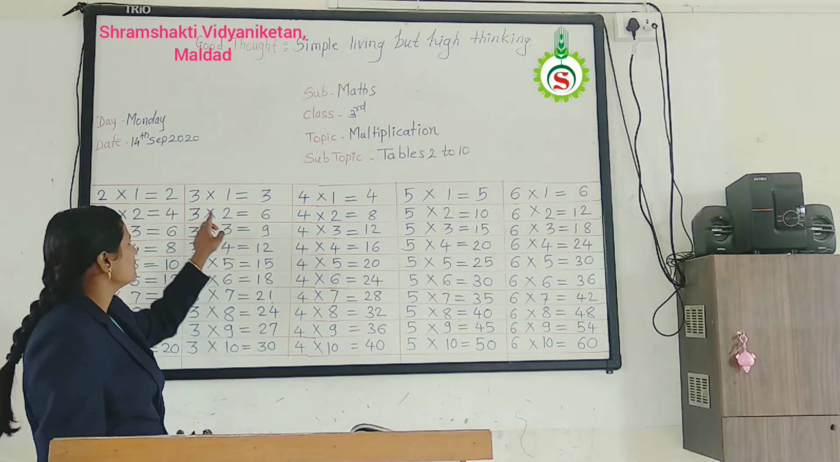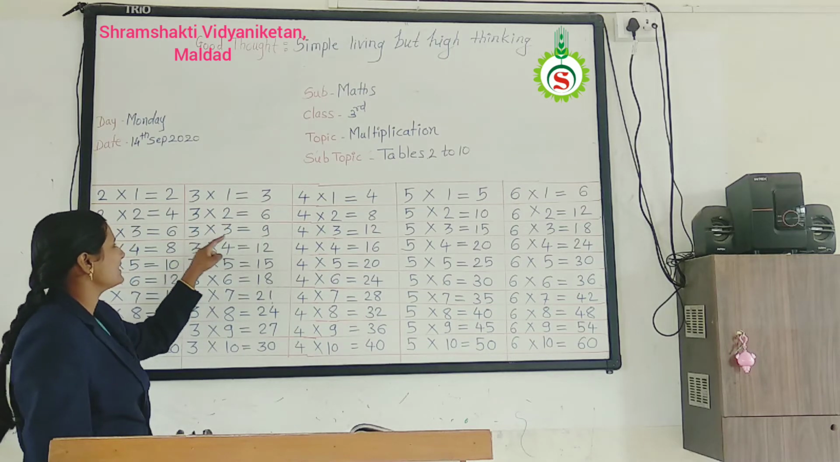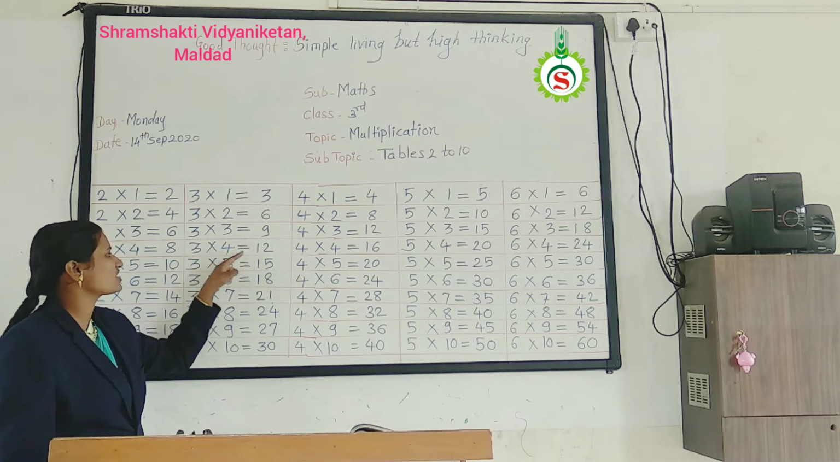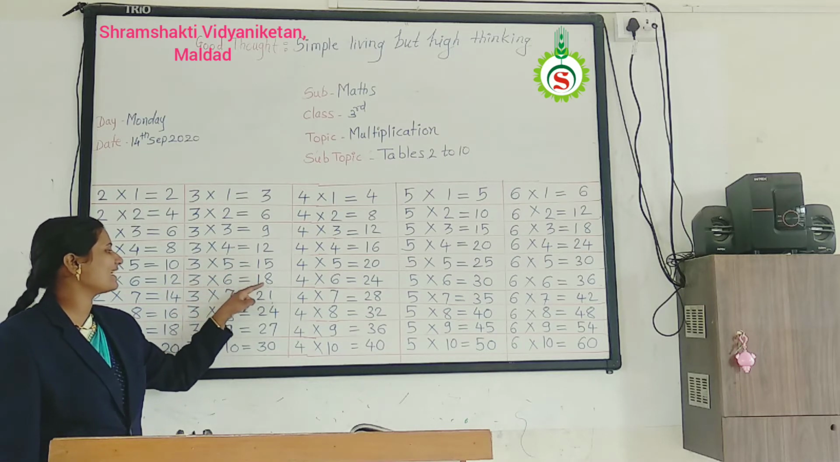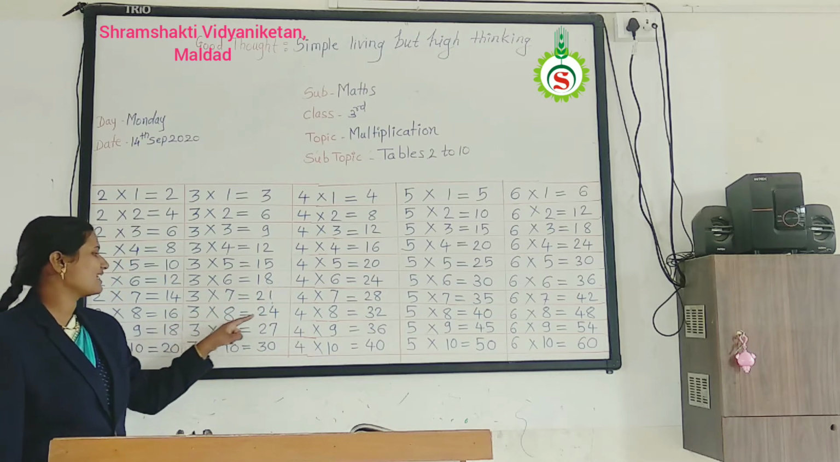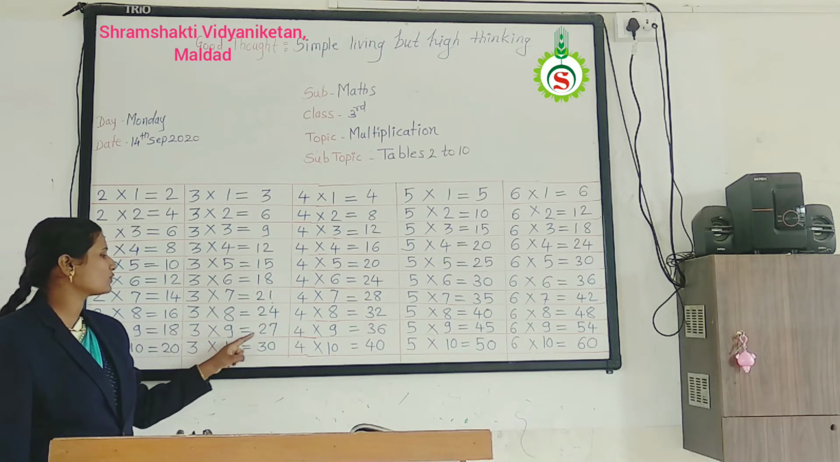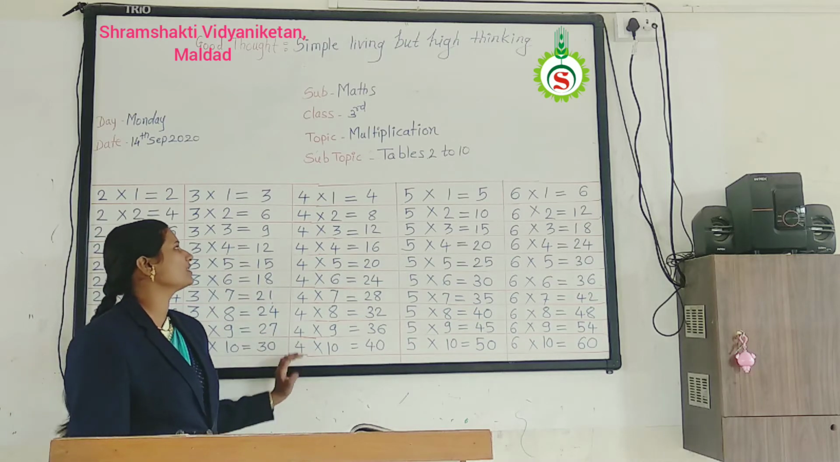See the next table. 3 ones are 3, 3 twos are 6, 3 threes are 9, 3 fours are 12, 3 fives are 15, 3 sixes are 18, 3 sevens are 21, 3 eights are 24, 3 nines are 27, 3 tens are 30. See the next table.